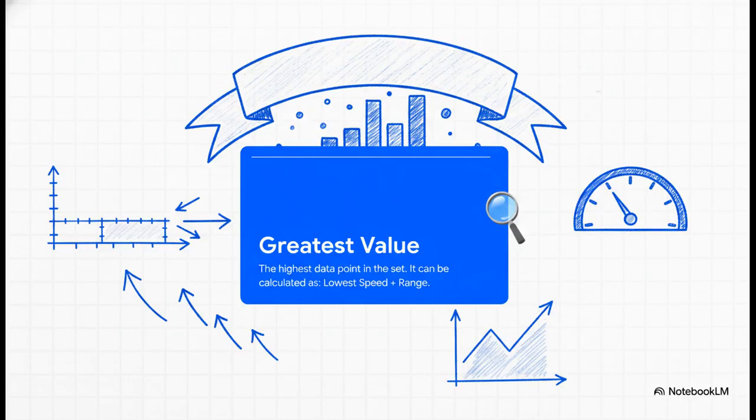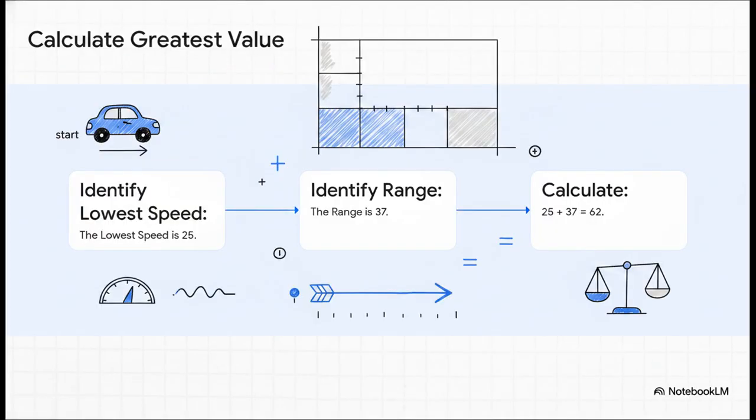Next, we need the greatest value. This one is just as straightforward. It's simply the lowest speed plus the range of the data. And again, both of those values are sitting right there for us in the table. So we grab the lowest speed, 25, add the range, which is 37, and that gives us a greatest value of 62. And just like that, we have all the puzzle pieces we need.